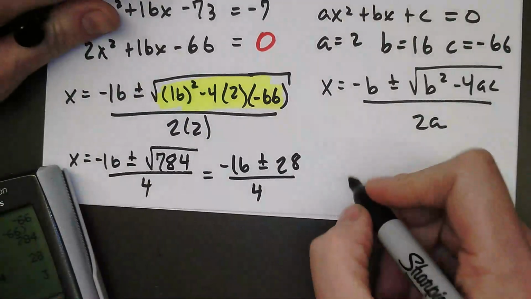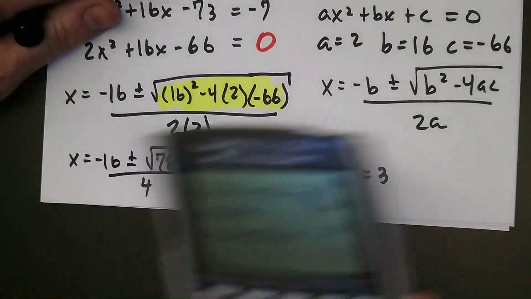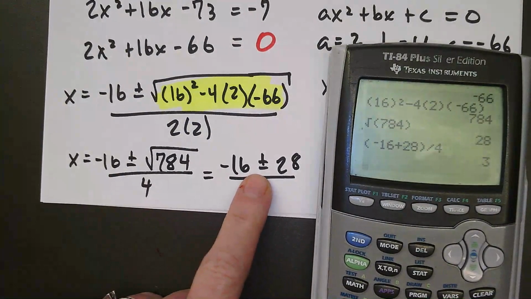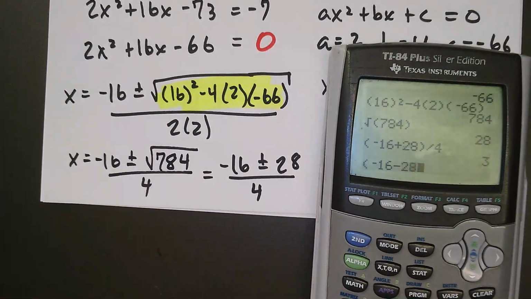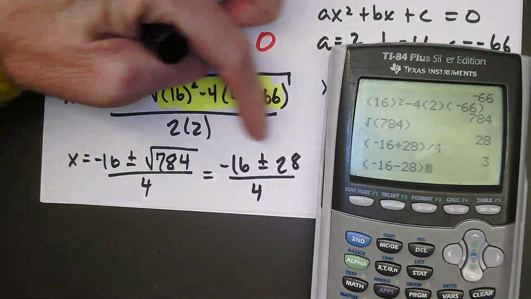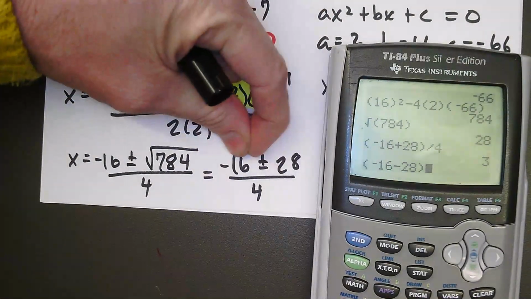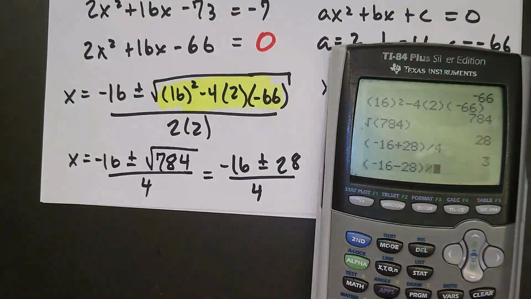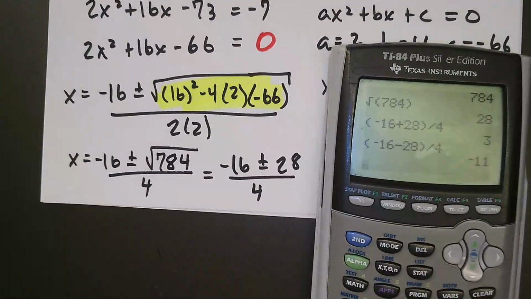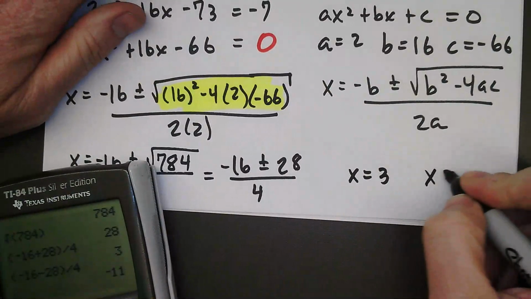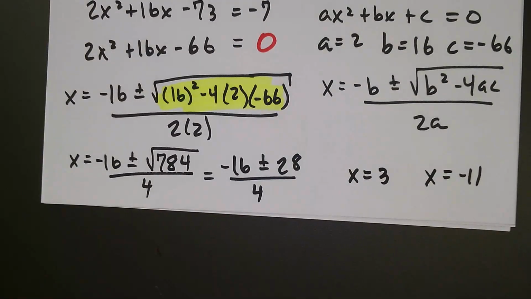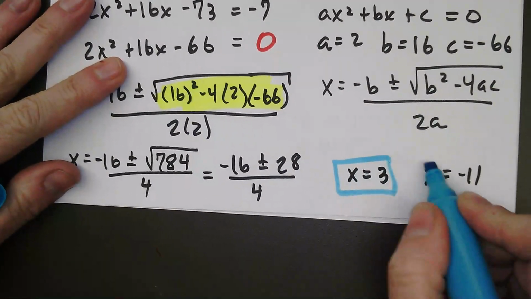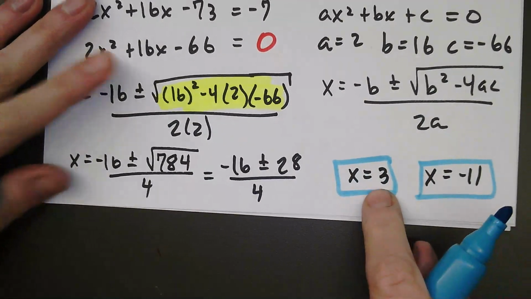I already knew one of them was going to be 3. And then the other one comes from doing the subtraction. So it's going to be negative 16 minus 28. By the way, you may notice that I'm putting the whole top in parentheses so that I do that addition or subtraction first. And then I divide by the 4. Negative 11. Get the same answers, whether you solve by completing the square or the quadratic formula. If I graph them, these would have been my x-intercepts, negative 11 and 3.